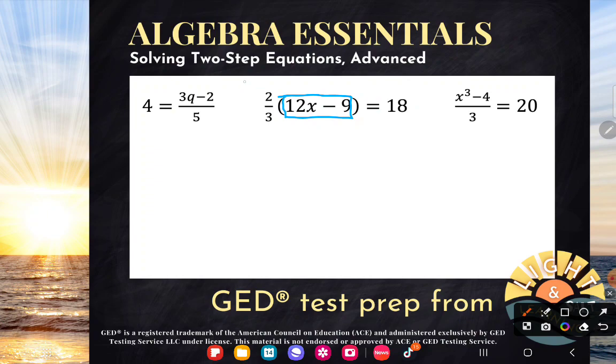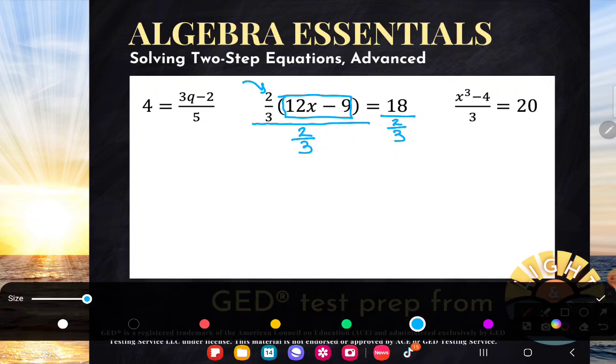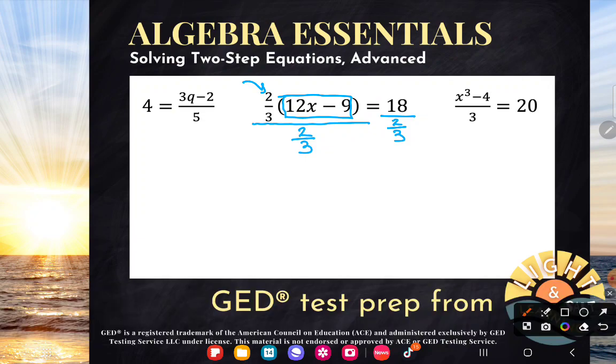But this 2/3, it's multiplying with the grouping. So I'm just going to do the opposite of multiplying. I'm going to divide this whole group by 2/3. And once again, there is another way to do this. If you know it, good for you. But I'm just sticking with the one skill we've been practicing this lesson. Okie dokie.